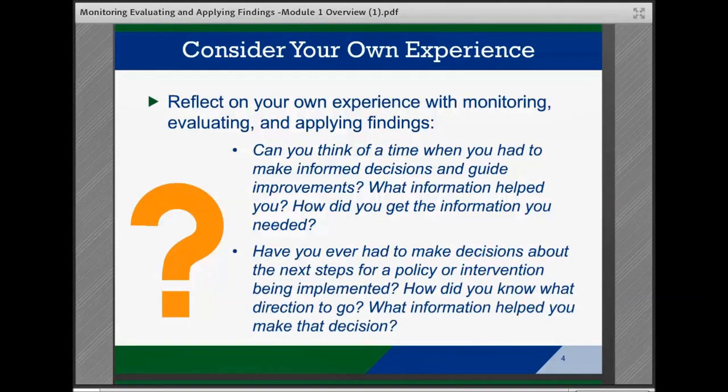Have you ever had to make decisions about the next steps for a policy or intervention being implemented? How did you know what direction to go in? What information helped you decide? Use your Monitoring, Evaluating, and Applying Findings workbook to write down your answers to these questions. Remember, you can pause this video at any time to record your thoughts and refer to them as you complete all 12 videos in the series.